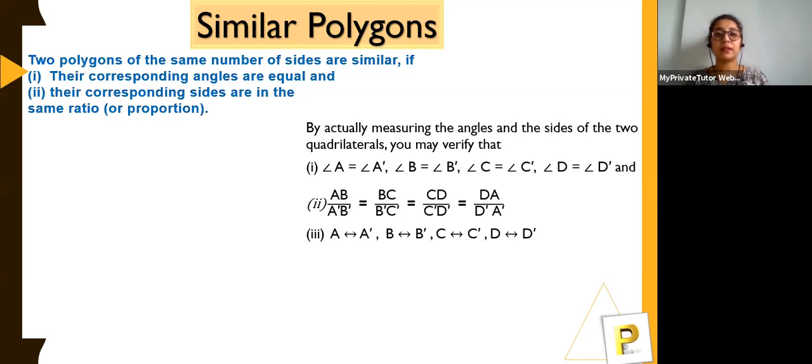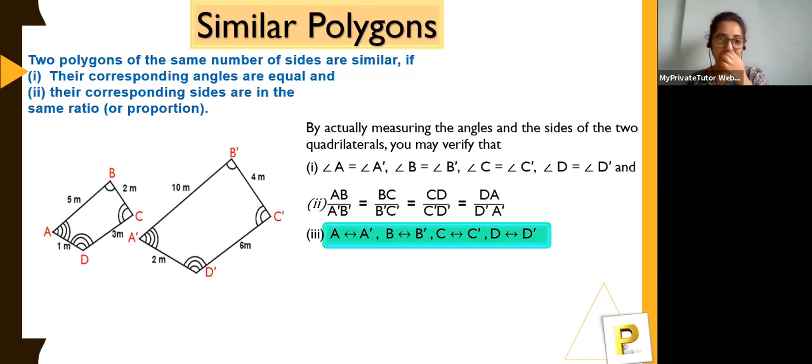That means that one of the angles of both polygons should be equal, and their corresponding sides are in the same ratio. I'll explain this with an example. We have quadrilateral ABCD, and we have quadrilateral A dash, B dash, C dash, and D dash.